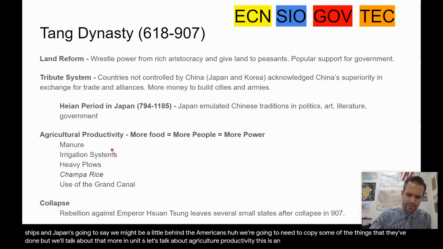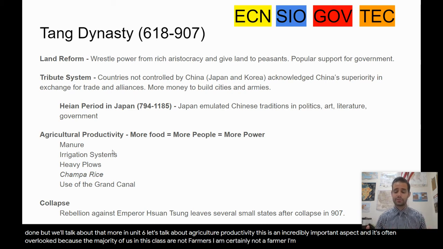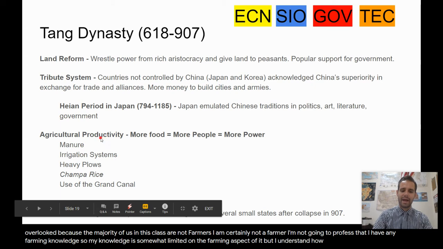Let's talk about agricultural productivity. This is an incredibly important aspect, and it's often overlooked because the majority of us in this class are not farmers. I am certainly not a farmer. I'm not going to profess that I have any farming knowledge. So my knowledge is somewhat limited on the farming aspect of it, but I understand how it impacts society.